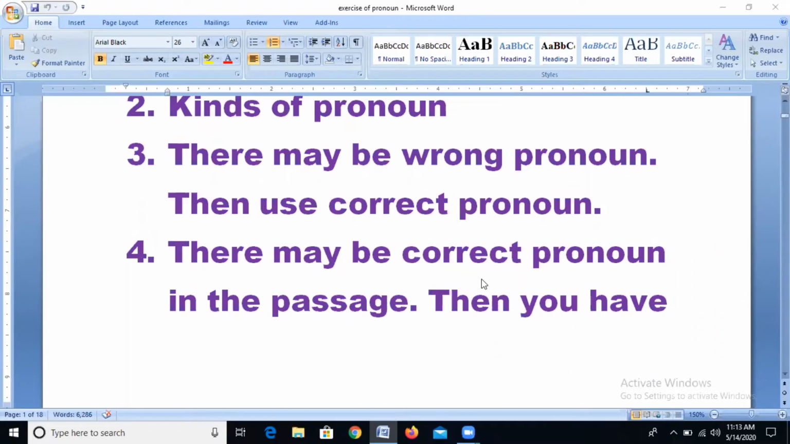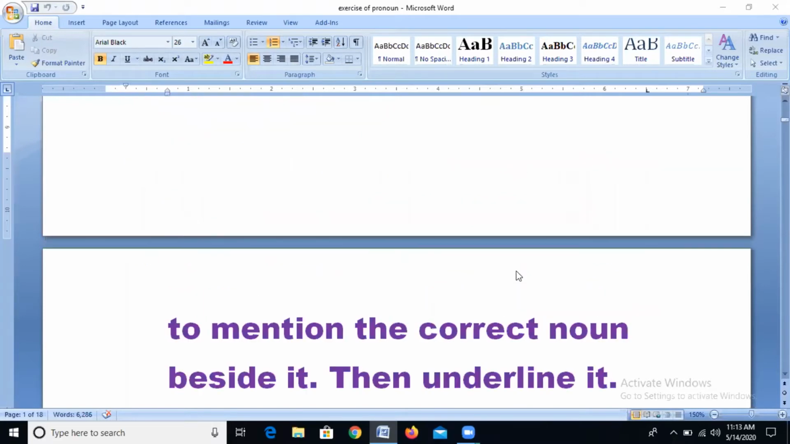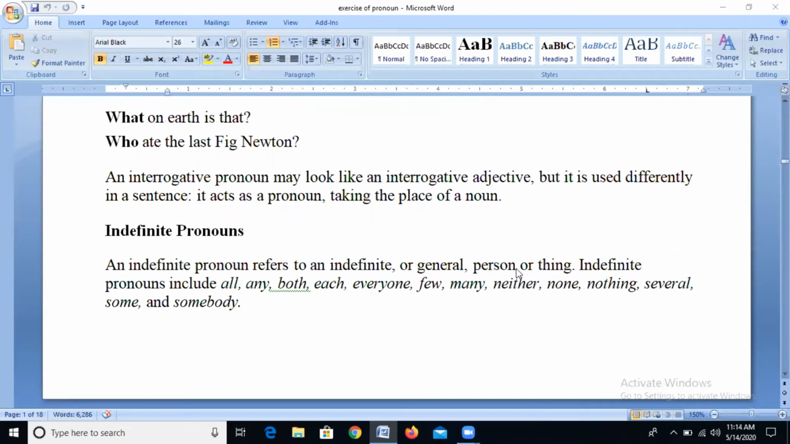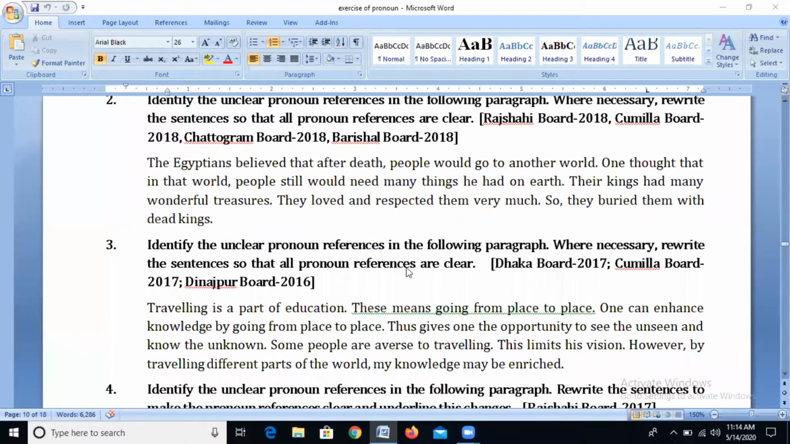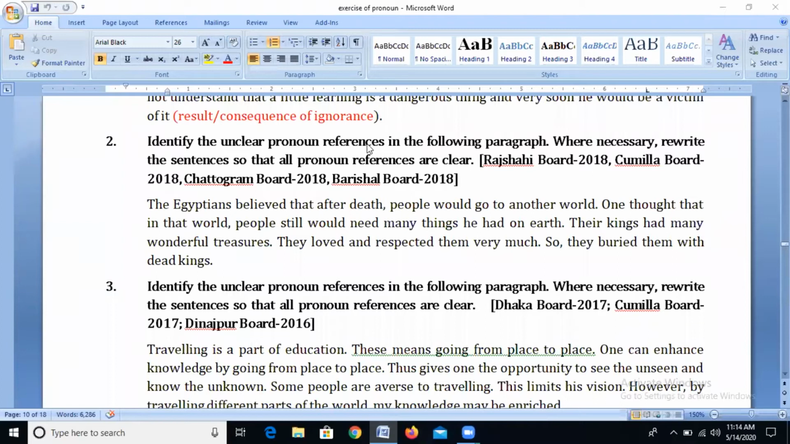And before going to discuss these things, I just like to give you an example that I have selected from board questions. I just like to show you how you will have the question in your board examinations. This is a question. Just look at this. Question number 2. The question is, identify the unclear pronoun references. This is your question. Identify the unclear pronoun references. That is, there will be pronoun, but it will be unclear. Then what's your duty? Your duty is to clarify it. Okay? Then, where necessary, rewrite the sentences so that all pronoun references are clear.